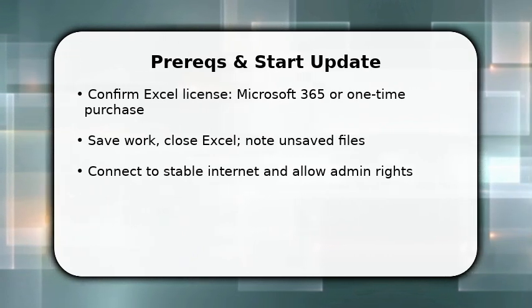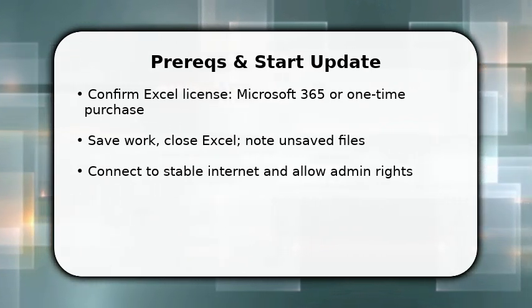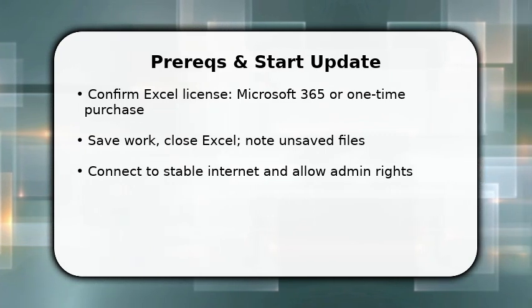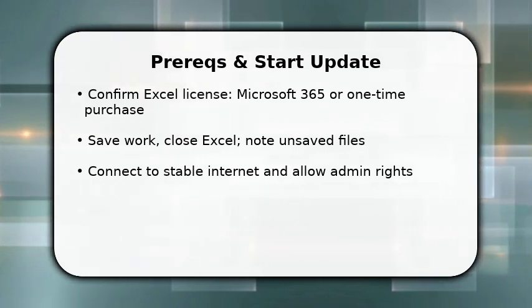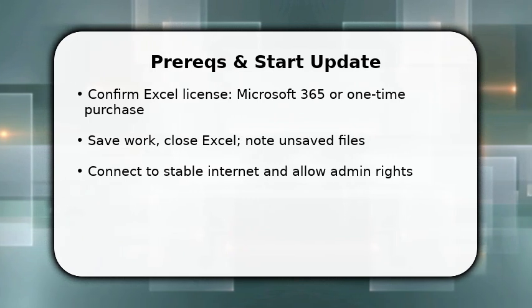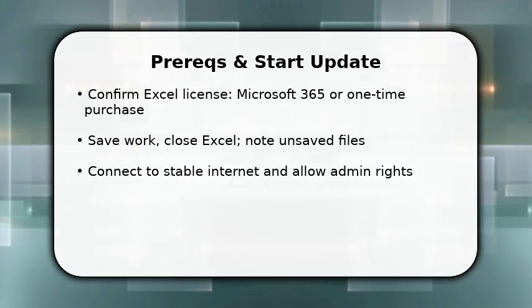Now open the Office account settings to trigger update checks. This starts the process and prevents partial installs. Doing this first reduces rollback risk and ensures the update service can replace in-use components.